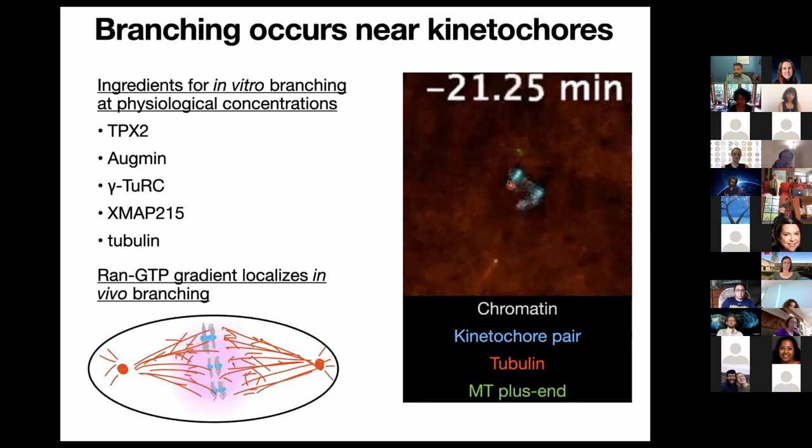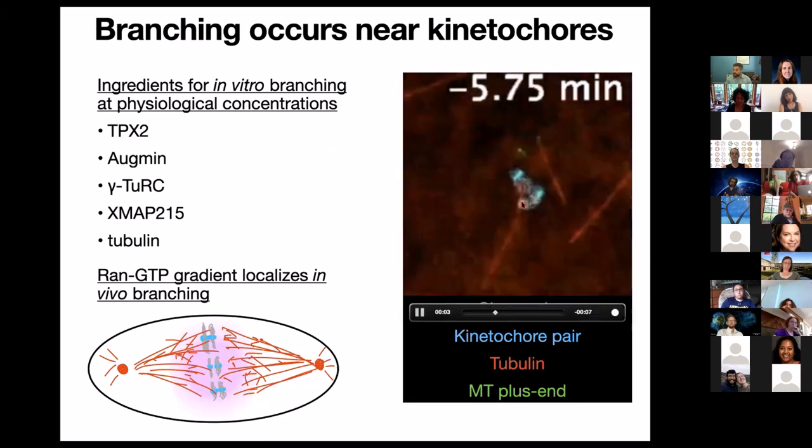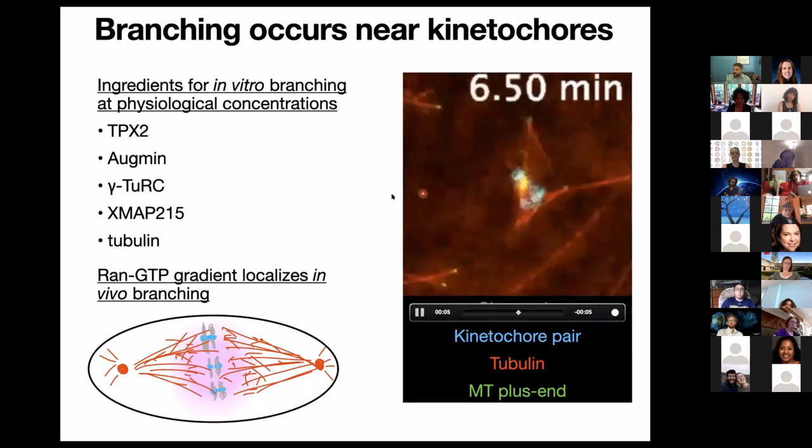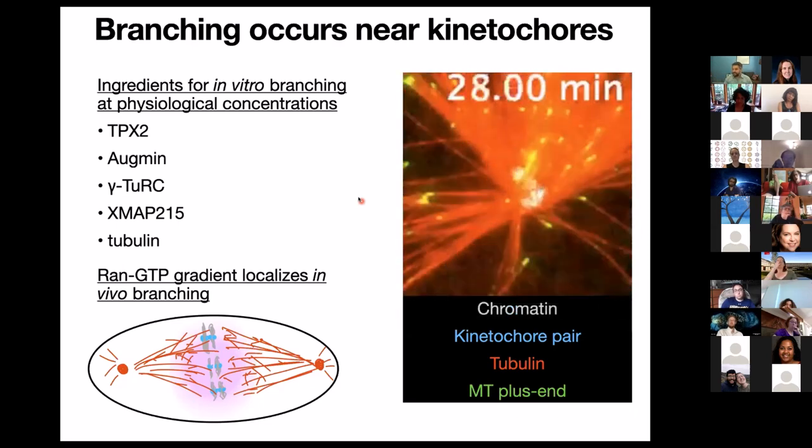Okay, so a dramatic example of this: Sagar did an experiment. He's been doing these really crazy experiments where he purifies all sorts of things and labels them in all different colors. So here, this gray color is the chromatin. The blue color is a kinetochore pair. In red, you're going to see tubulin and microtubules. In green, you're going to see the microtubule plus ends. And you'll see a microtubule grows near the chromosome. It branches a little bit. And because branching is a geometric process, the branching grows exponentially, and you get really insane amounts of microtubules that are born from the chromosome itself because of this branching.